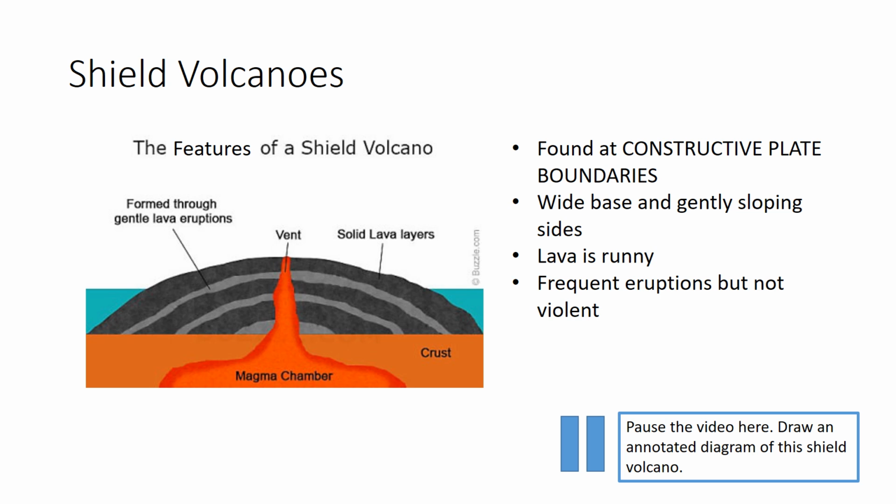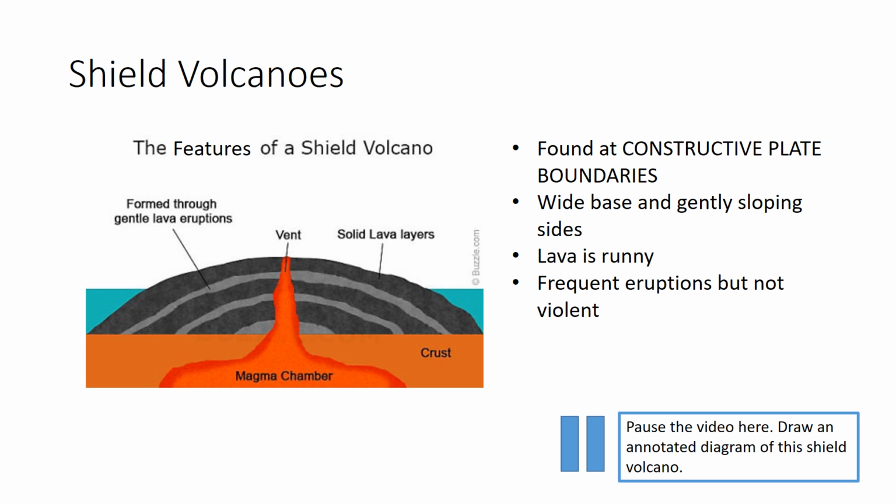So shield volcanoes. These are found at constructive plate margins. As the two plates move apart, magma rises up from the mantle. Some magma is forced to the surface through a vent, which then forms the volcano.